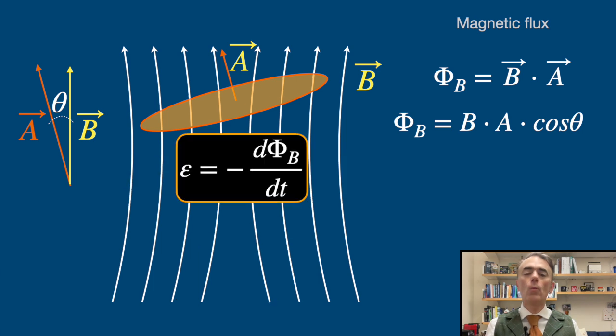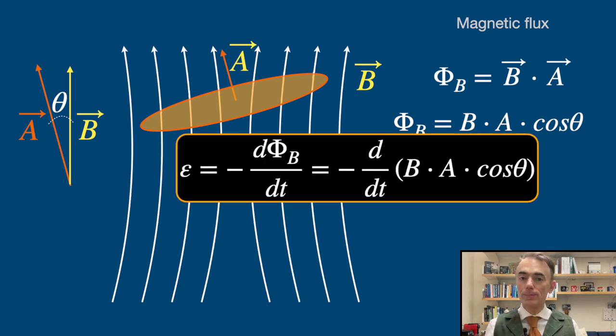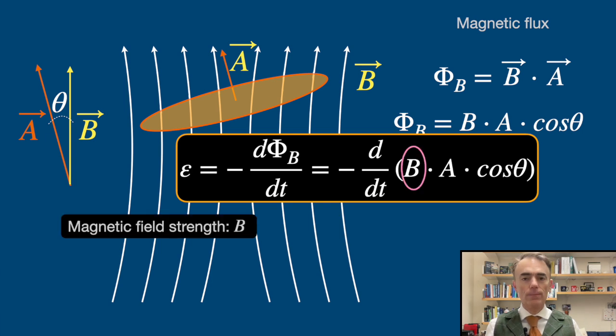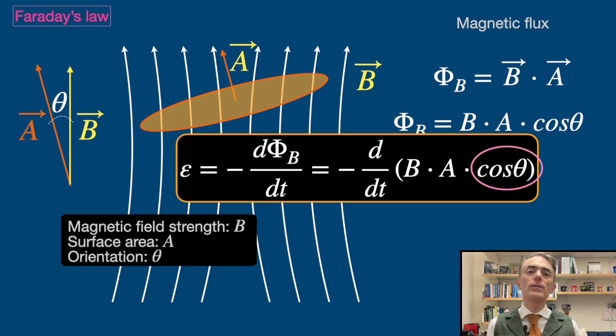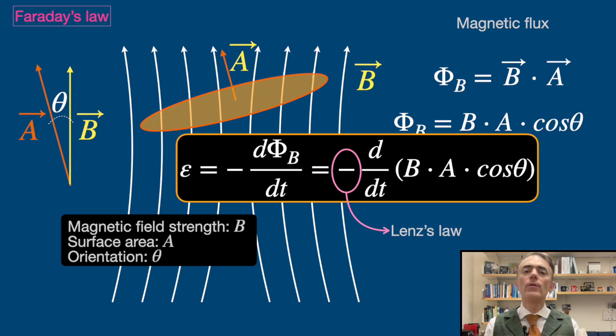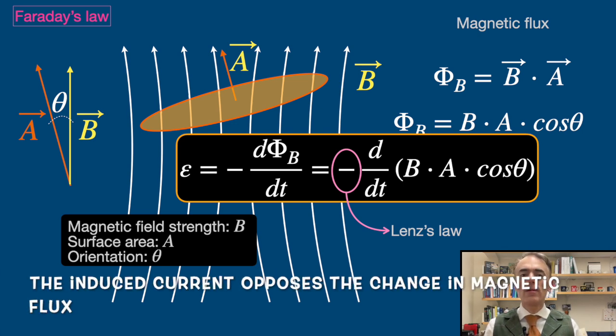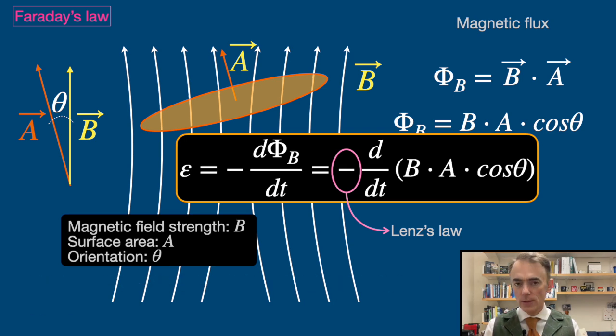There are three main ways to induce an EMF in a loop. Changing the magnetic field strength, for example, moving a magnet closer to or farther from a loop. Changing the area of the loop, for instance, if the loop's size or shape changes over time. Changing the orientation of the loop, rotating the loop relative to the magnetic field. The negative sign of Faraday's law, also known as Lenz's law, states that the direction of the induced current will always oppose the change in magnetic flux that produced it.